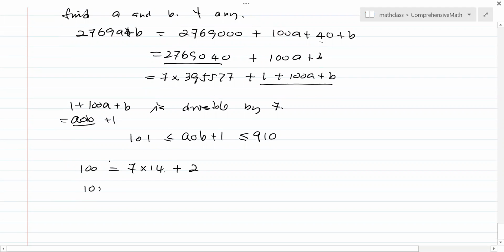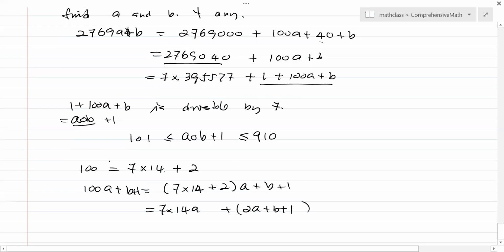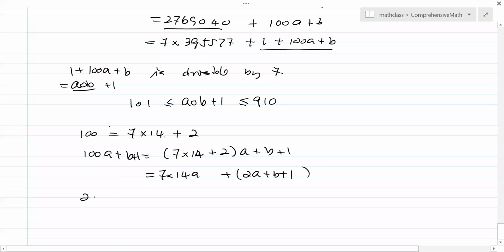So 100A plus B is going to be 7 times 14A, plus 2A plus B, and that's plus 1 here. So you don't need to worry about this number. You only need to worry about 2A plus B plus 1. This should be divisible by 7, and then it's easy to check.